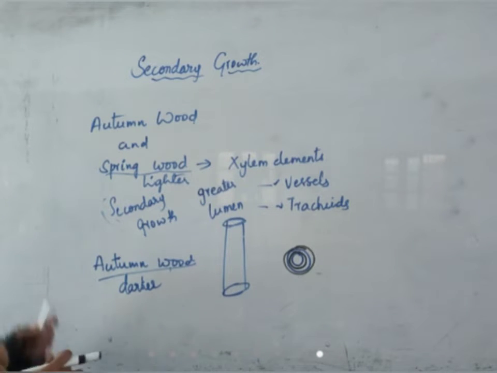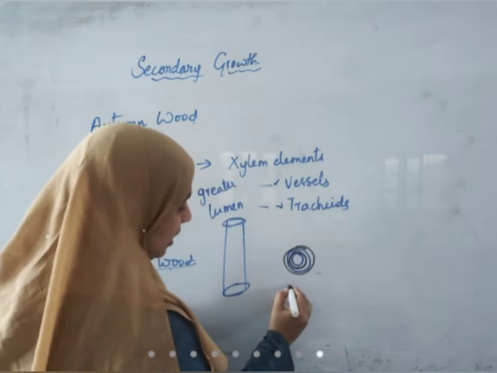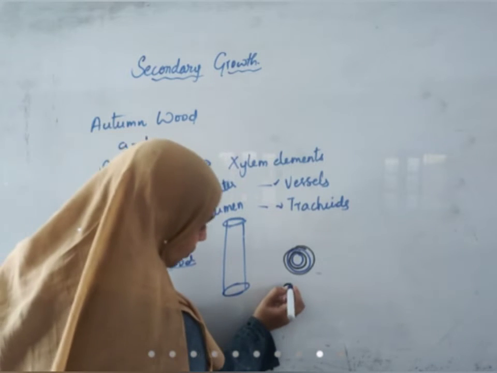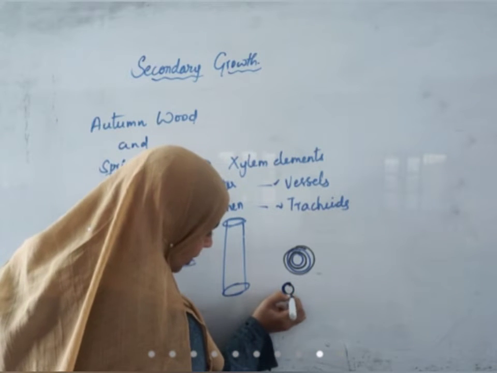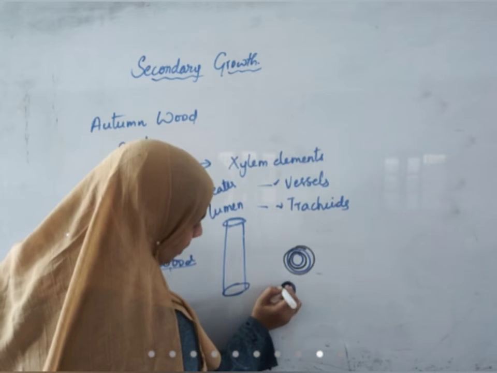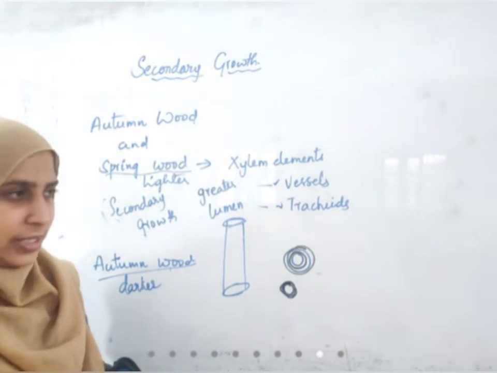I drew a space here, but there will not be any space. Immediately after autumn wood forms, there is no gap at all. Attached to that, spring wood will develop. Attached to that, autumn wood will develop. So there will not be any gap in between. It's continuous.